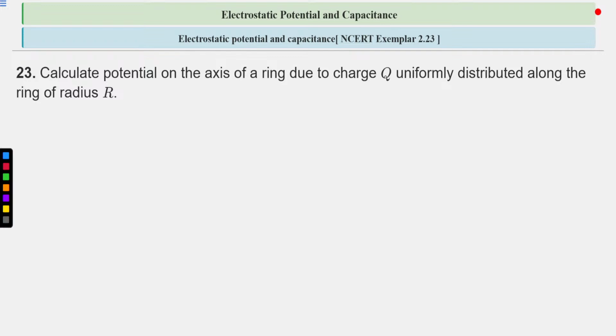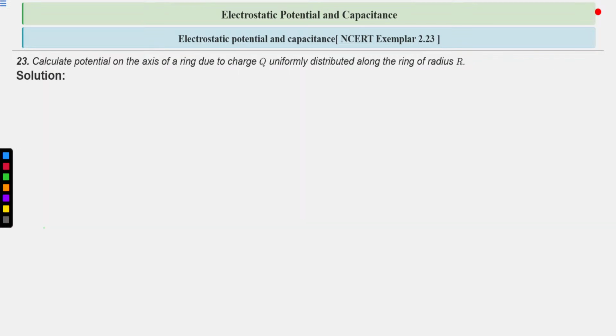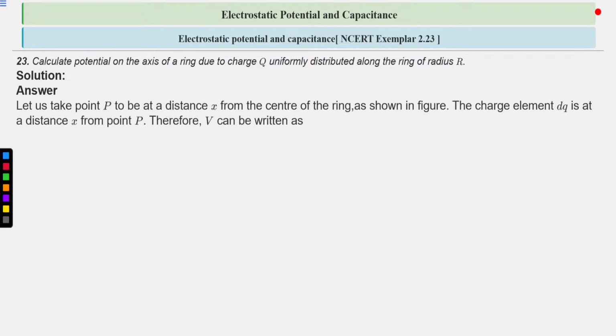So the next question: calculate the potential on the axis of a ring due to charge Q uniformly distributed along the ring of radius R. So let's see. It is similar to the previous question. Now we have to find the potential. Okay, so similar steps will be taken.